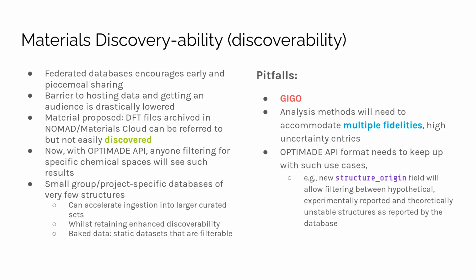But it can be quite hard to discover things within Nomad because it is so big. And similarly with Materials Cloud, because it is a very generic domain-specific archive, as long as it's vaguely to do with materials and it is bytes on a disk, you can give it to them and they'll take it. And you describe your data in words, I guess.